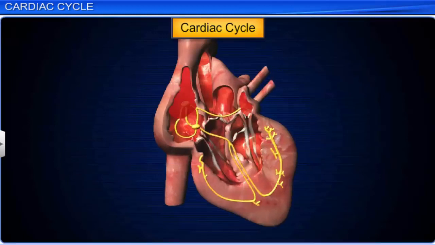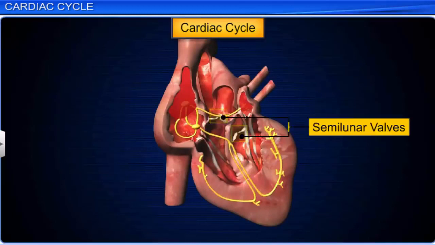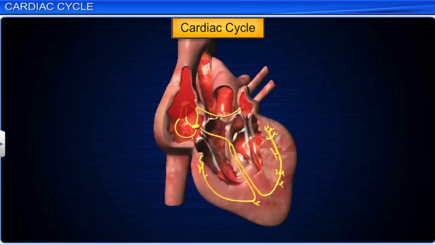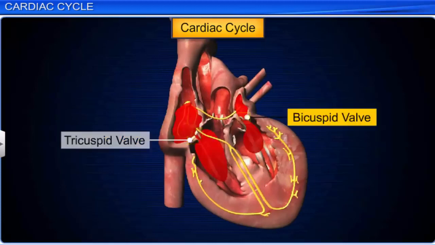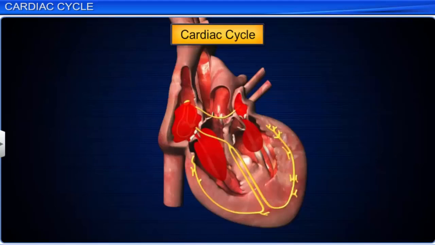This is followed by a ventricular relaxation or diastole, causing the closure of the semilunar valves to prevent any backflow of blood from the pulmonary artery and aorta to the right and left ventricles respectively. At the same time, atrial pressure causes the tricuspid and bicuspid valves to open to let the blood flow from the atria to the ventricles. Now the four chambers are once again in a relaxed state or joint diastole.